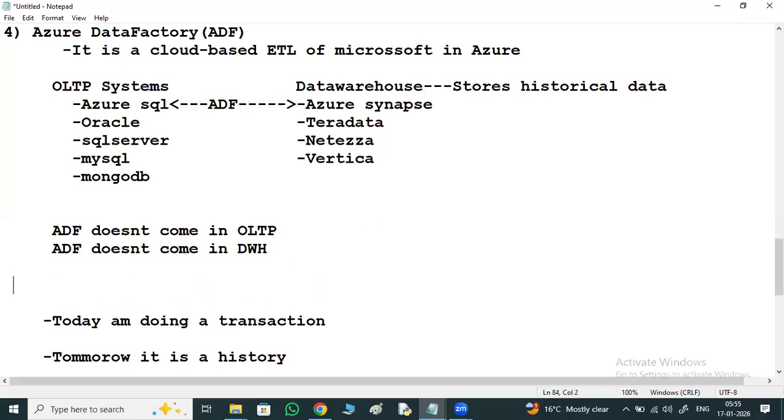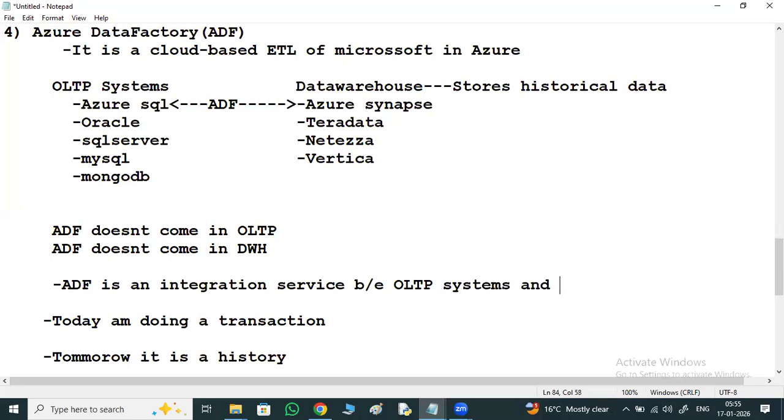ADF is an integration service. It acts as an integration service between OLTP systems and data warehouse systems.